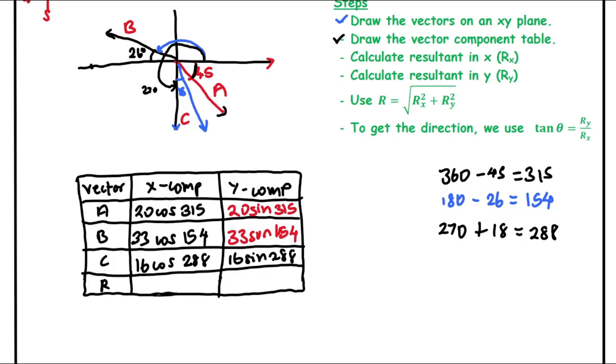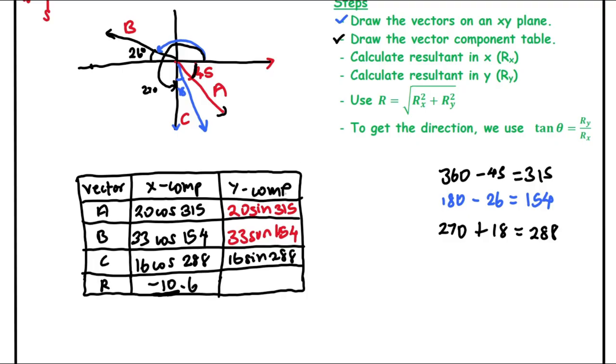Now, let's get the resultant in x. So what's going to be the value that's here? You can plug everything here into the calculator. You say 20 cos 315 plus 33 cos 154 plus 16 cos 288. You get the x component. What do you get? Remember, calculator in degrees. So here we get negative 10.6.